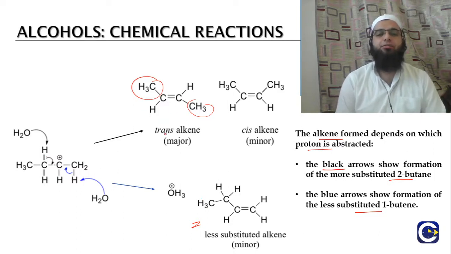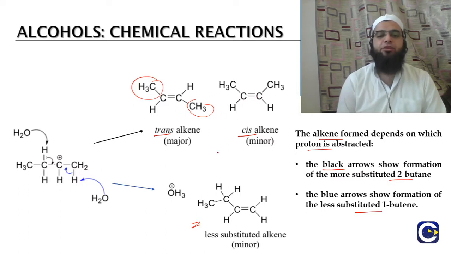Again, there is the possibility of two isomers of this 2-butene. It can be trans, where the methyl groups are opposite to each other, so this is the trans alkene. And the product can be cis also, the cis alkene, where the methyl groups, the heavier groups, are on the same side of the double bond.